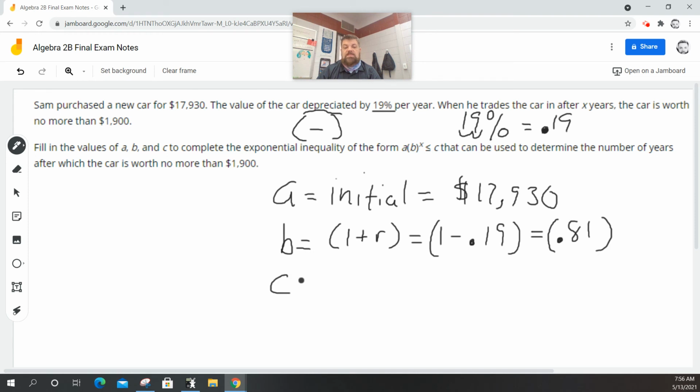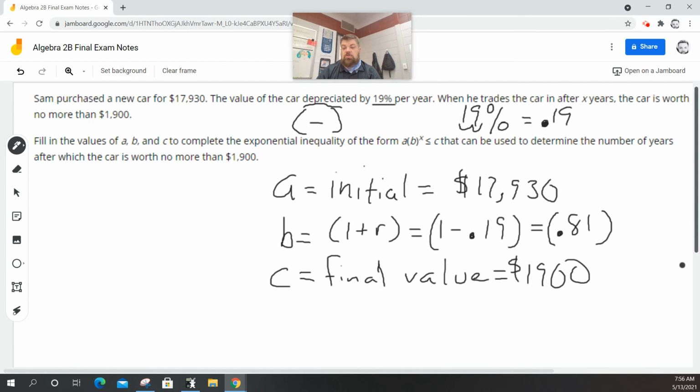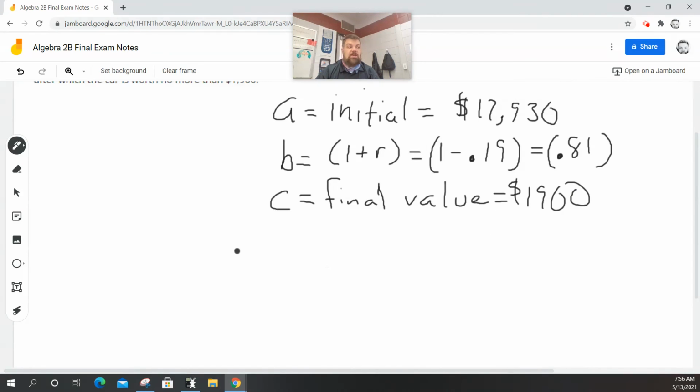And then C is the final value. Final value. And that's 1900. And it says no more. So no more means less than 1900. Okay, when is it going to be less than 1900?